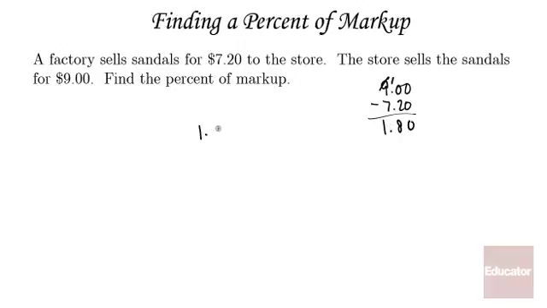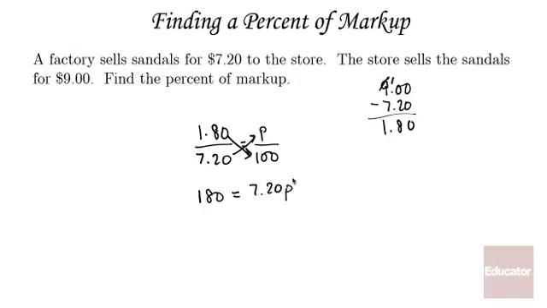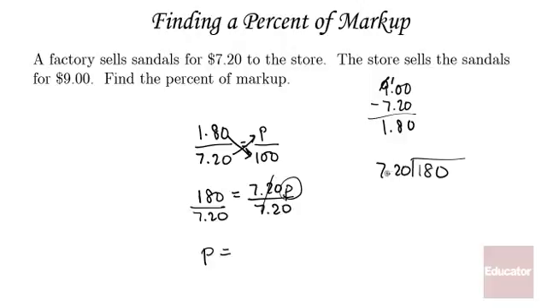So that's going to be our amount of markup over the original price, which was $7.20, equals the percent of change over 100. I'm going to cross multiply here, so that's going to make it 180, and that's going to be 720p. And now we're going to divide both sides by 7.20. That cancels. We're going to have p isolated, left by itself, and now I need to do some dividing. Remember that you can't divide with the decimal on the outside, so you're going to get rid of it by moving it 2 places, but inside you'll also need to add 2 more places.